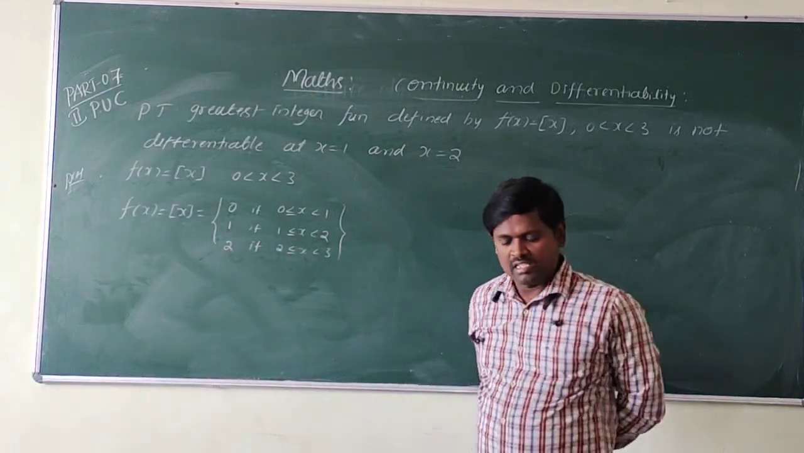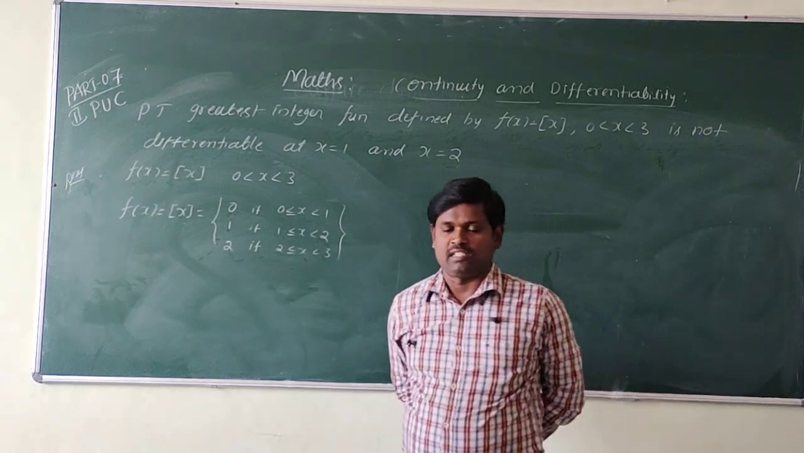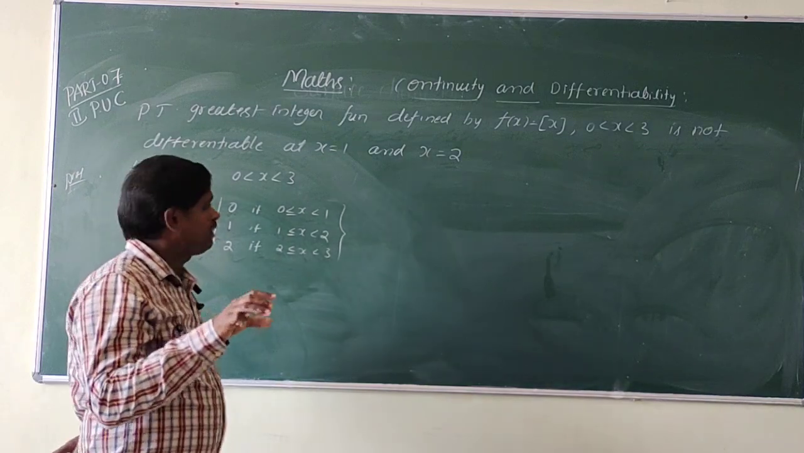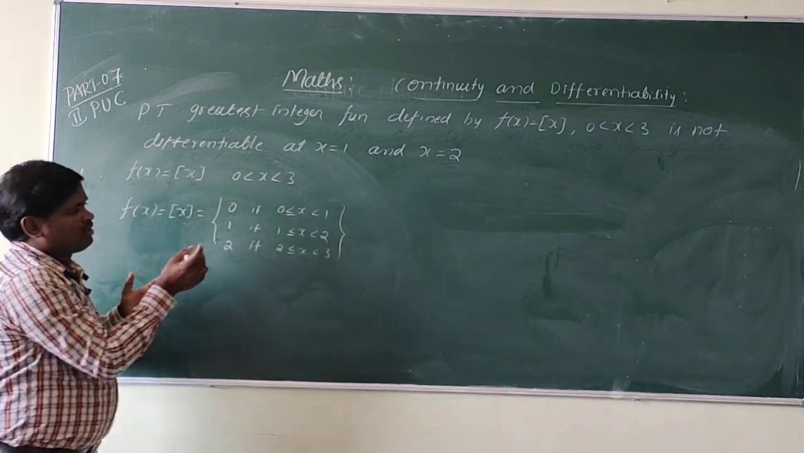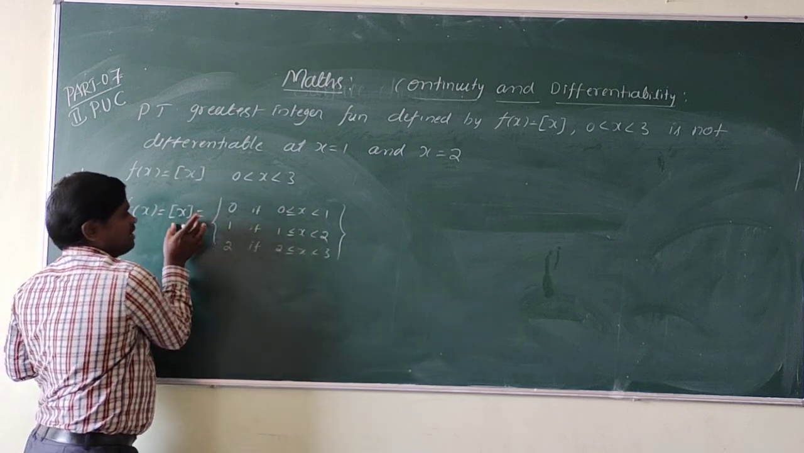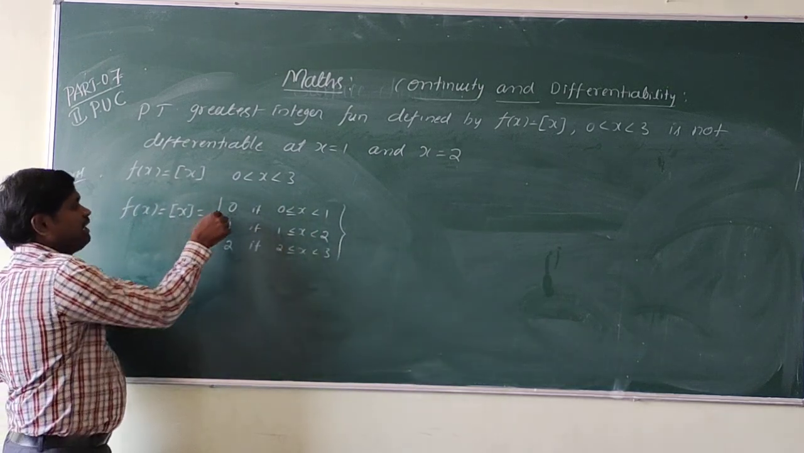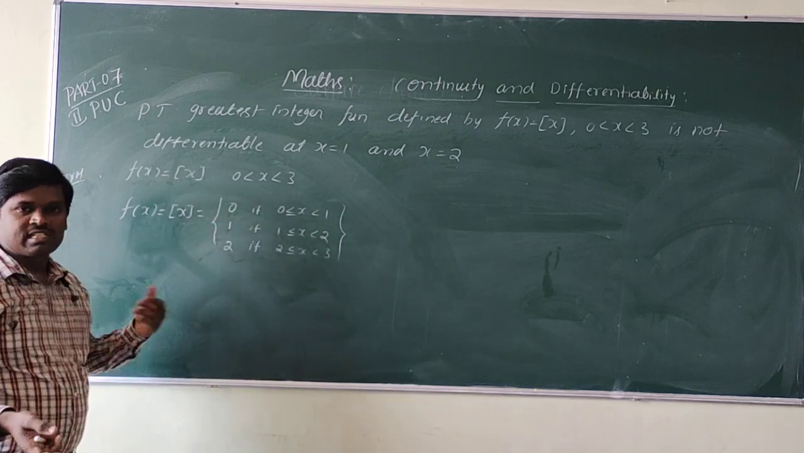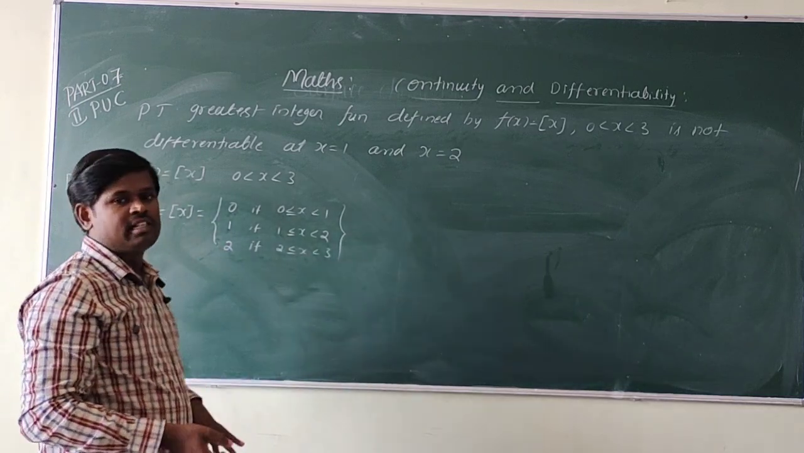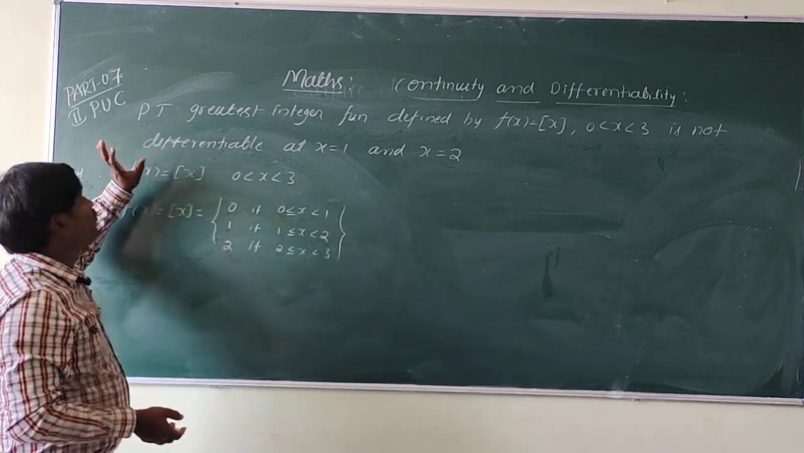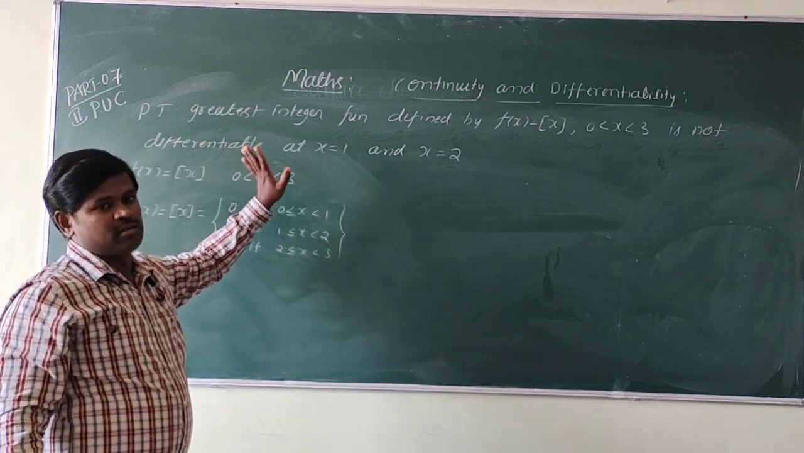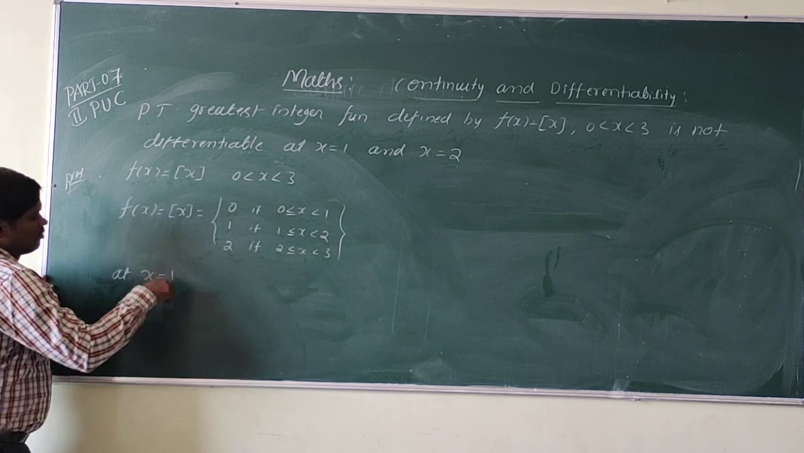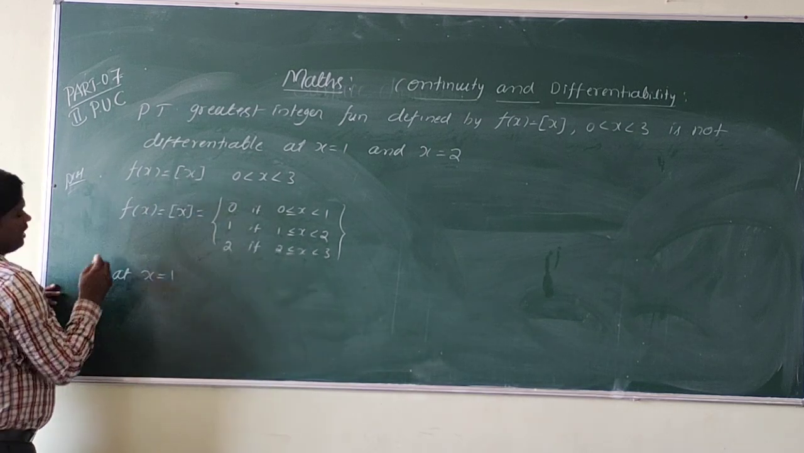Actually, the greatest integer function is continuous in its intervals, but it is discontinuous at the integer points. At x = 0 it is discontinuous, at x = 1 it is discontinuous, and at x = 2 it is also discontinuous. But here we are going to prove that the function is not differentiable at x = 1. So the first case is at x = 1.